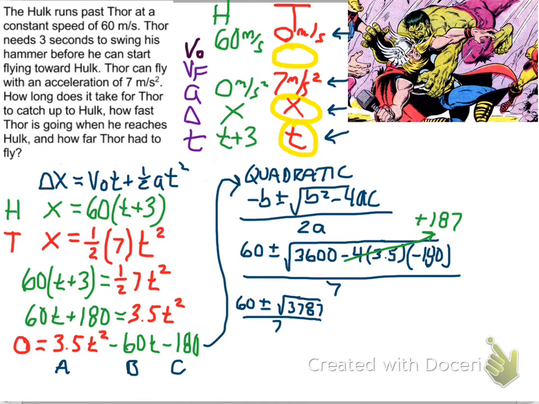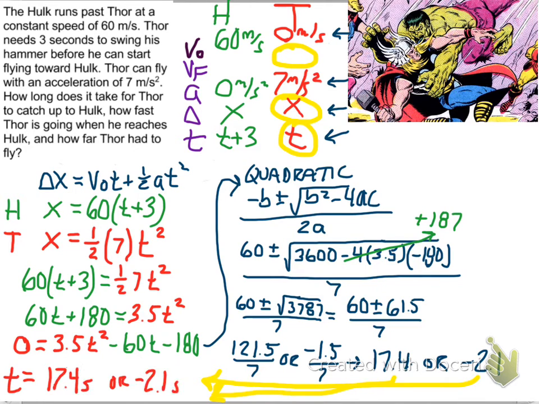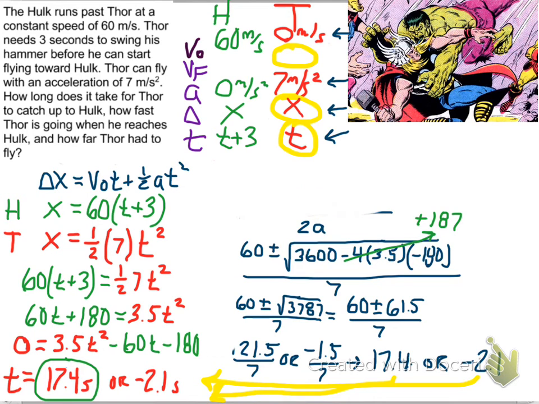And I go through and I evaluate this. And I find that the time is 121.5 over 7, which is 17.4 seconds, or negative 1.5 over 7, which is negative 2.1. Remember, we want the positive answer because we want to know when in the future. If we were looking at something in the past, the negative answer would be helpful.